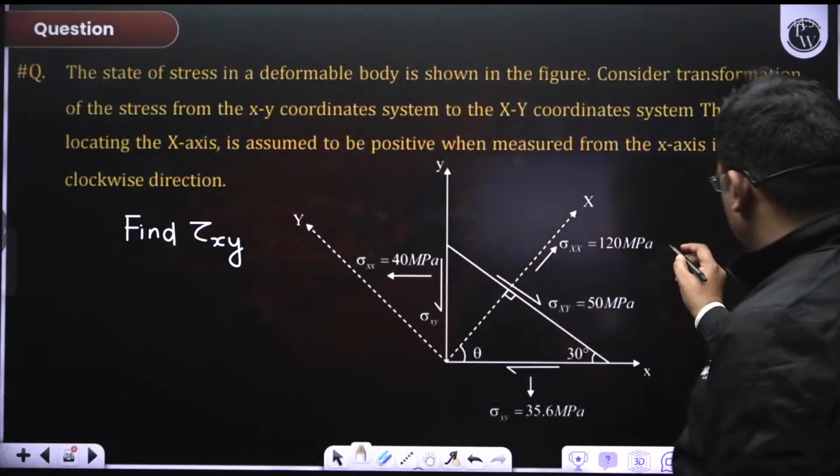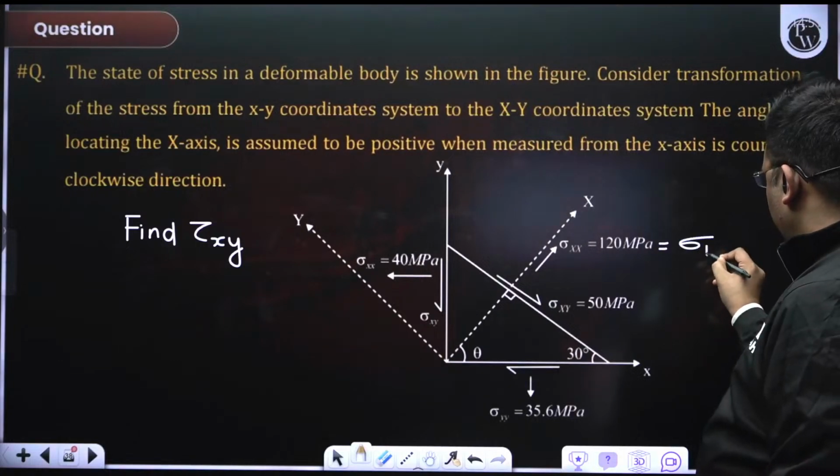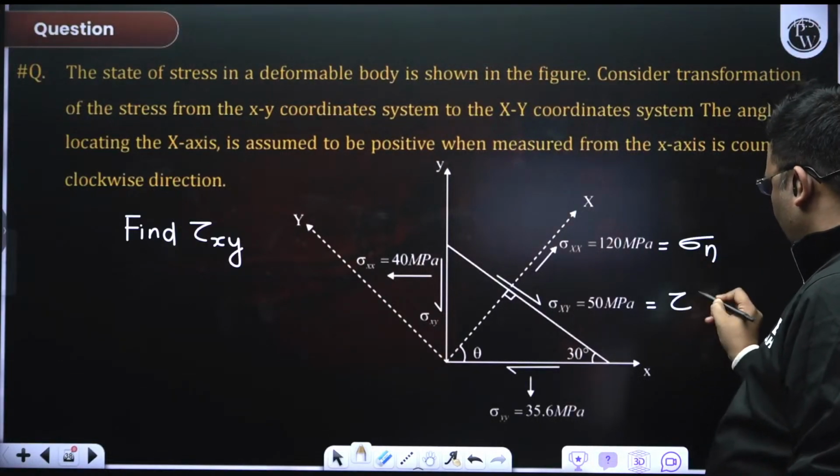This is indirectly that sigma n, and this is that tau.